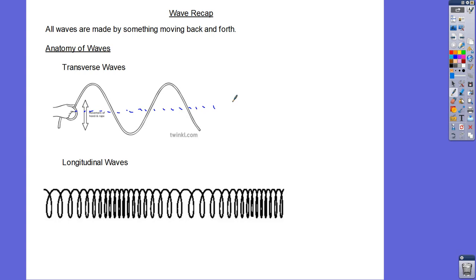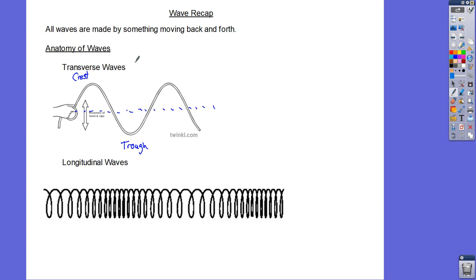So the top here is called a crest for a transverse wave. The bottom is called a trough. Notice the movement of the hand: the hand is moving up and down. If you look at one point on the string, it moves up and down, but the wave itself travels sideways.